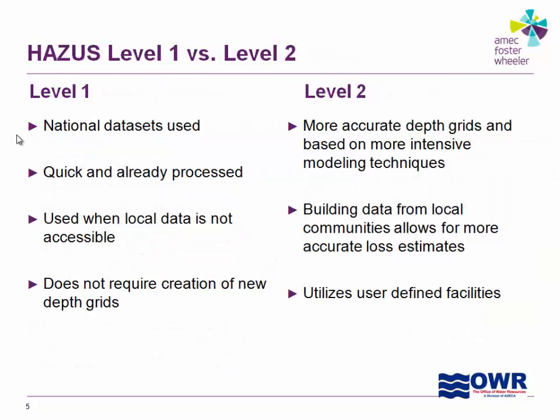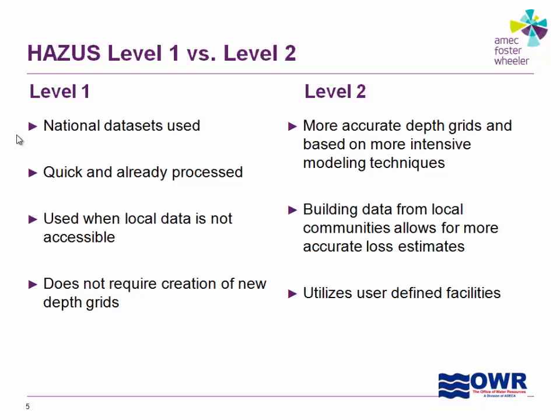All right, level 1 versus level 2. Level 1, think national data sets with this HAZUS. We're getting 10-meter DEMs, and community floods and floodplains are not going to be as accurate. There's not going to be a detailed survey being done, so no detailed studies. The benefit though is that it's already processed, so you don't have to go through and create new depth grids, and it's only used when local data is not accessible.